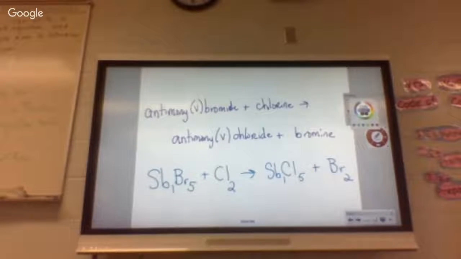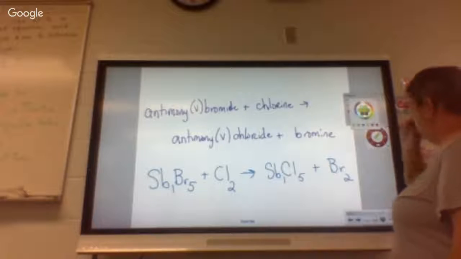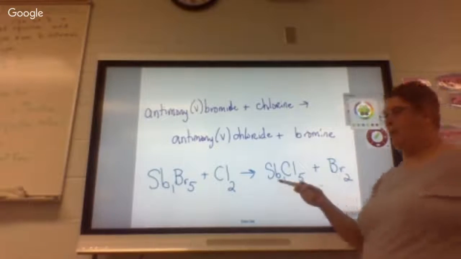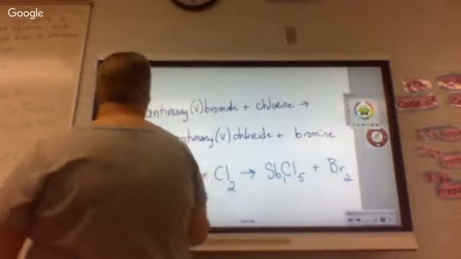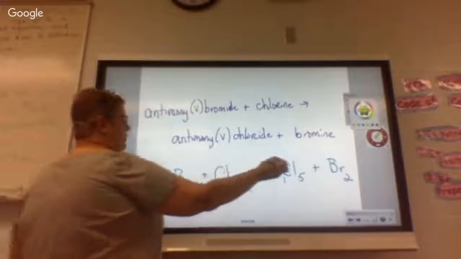All right, so is it balanced? No. So that means we have to balance it. Of course not. So, who do you want to balance first? Bromine. Okay, how many bromines are here? 2. How many are here? 5. So we can't get 2, we can't get 5, so what are we going to put right here? 2. That'll make 10. How are we going to get 10 over here?